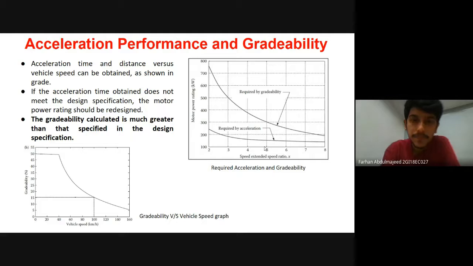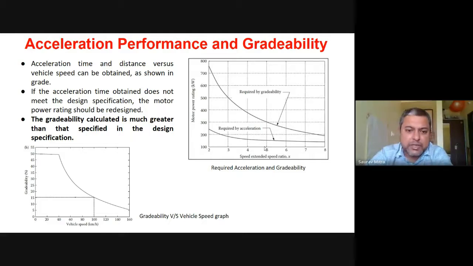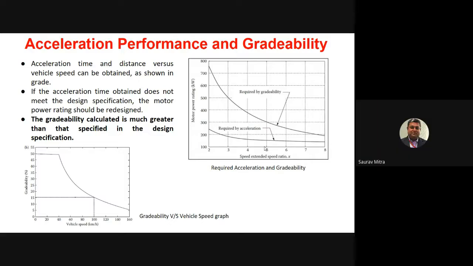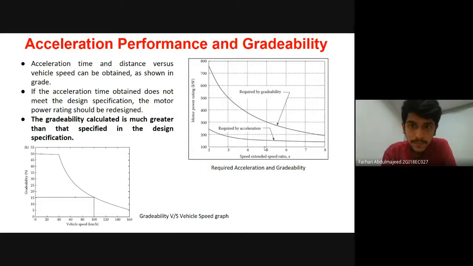This is actually the graph which was explained during the lecture as well. So for a lower extended speed ratio, where VB is high, the requirement for gradability and the requirement for acceleration, the difference between these two torques is too much. But as you decrease the base speed, or increase the extended speed ratio, these two differences get smaller. That means it is going to generate a higher amount of torque.